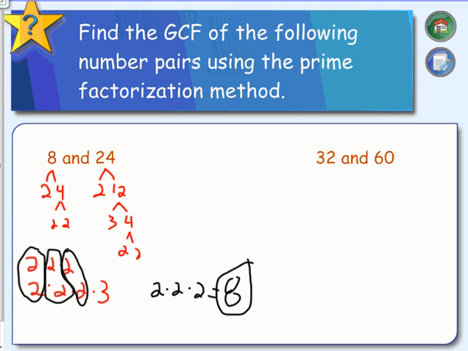All right, so that's all I have for you today. Be ready to talk about this tomorrow. If you have any questions about prime factorization, the greatest common factor, or the difference between prime and composite numbers, please just let me know.